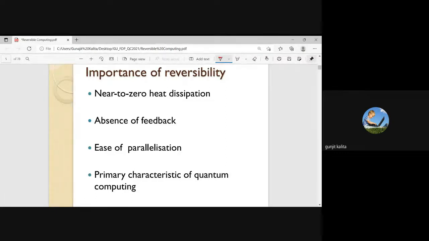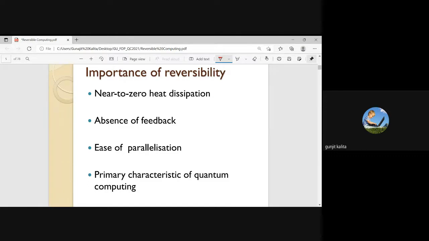Another importance of reversibility is the absence of feedback. We know that in a circuit, if feedback is there, it requires extra or augmented resources, not only physical but also in terms of power and other things. So that is not required. Ultimately, it will make the design efficient, with less power consumption, less delay, and maybe a low price, you can say.